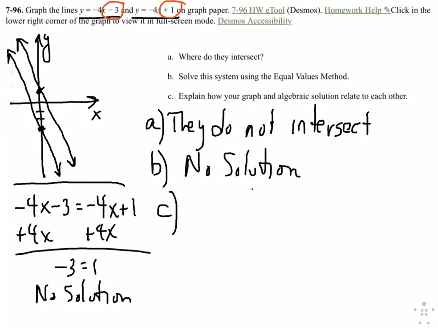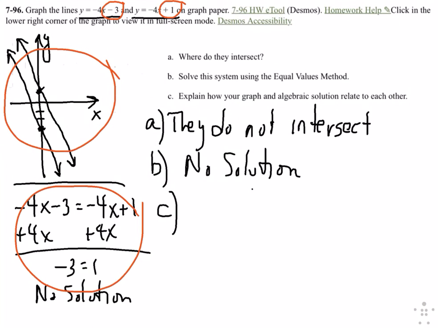Okay, and they relate because on the graph, which is here, right, they don't intersect, and then algebraically there's no solution, which is the intersection point. So I won't write that since I just explained it.